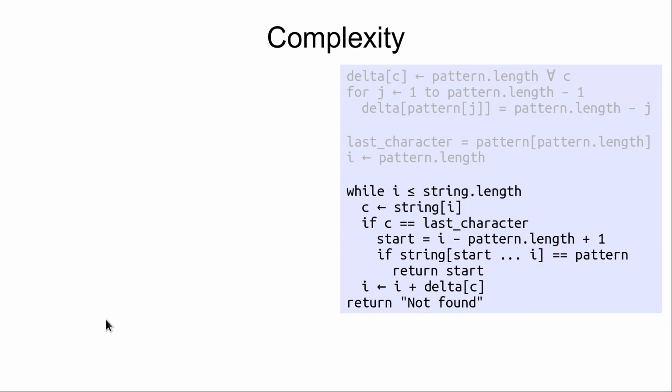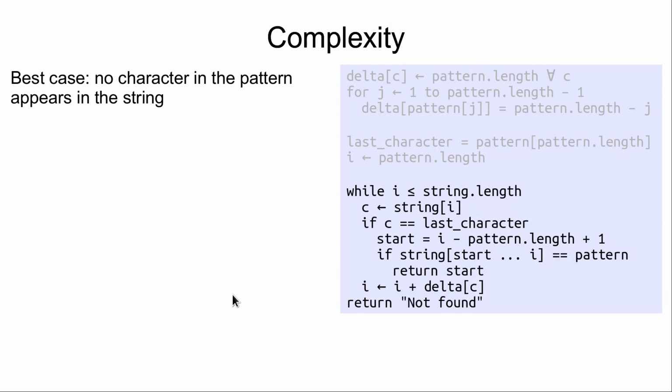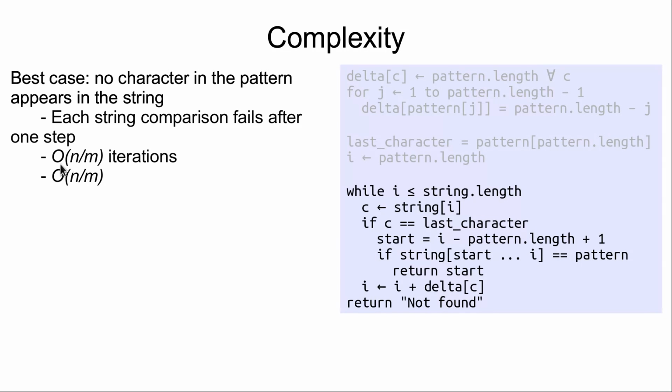In practice, Boyer-Moore-Horspool does a lot better than the naive algorithm. In the best case, no character in the pattern appears in the string, so shifts are always the length of the pattern, and the comparison between the strings fails after 1 step. This leads to big O of n divided by m iterations, and because the comparison only takes 1 step, a runtime of big O of n over m.